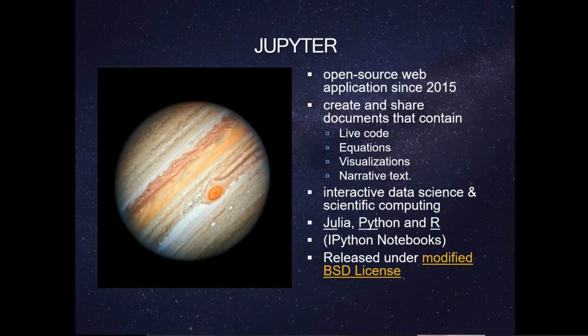Jupyter is coined with the first few kernels, they call them kernels, but backend systems or languages that it can support: Julia, Python, and R. It used to be called IPython notebooks, but these days Julia, Python, and R is not just limited to that. There are other languages you can incorporate into Jupyter Notebooks. It's licensed under the modified BSD license, if you're interested in that.